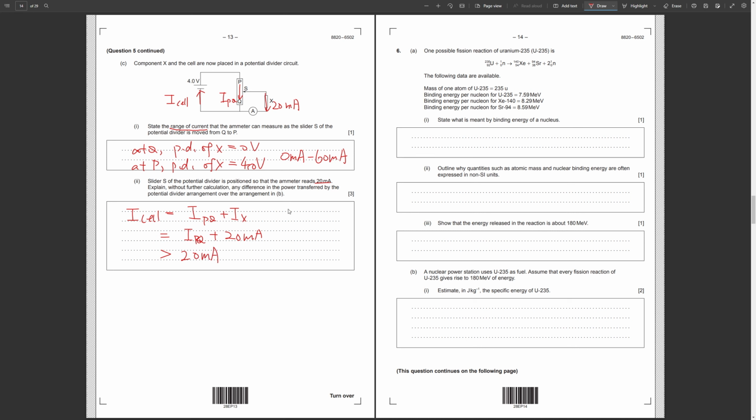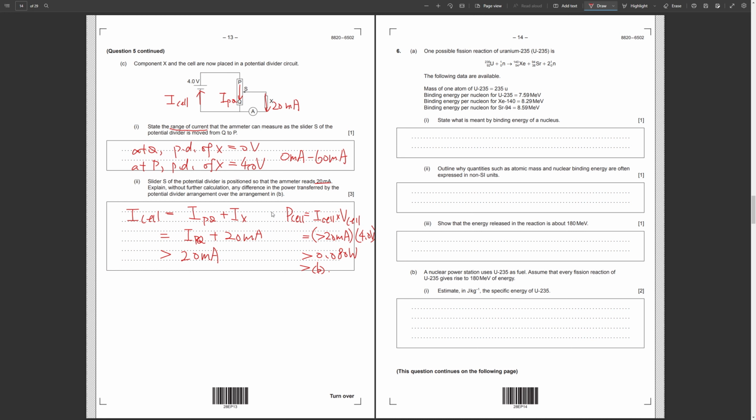How about the power of the cell? The power of the cell would be I of the cell times voltage of the cell. And it is a value greater than 20 milliamps times 4.0 volts. To conclude, it must be greater than 0.080 watts. That's why it's greater than part B.